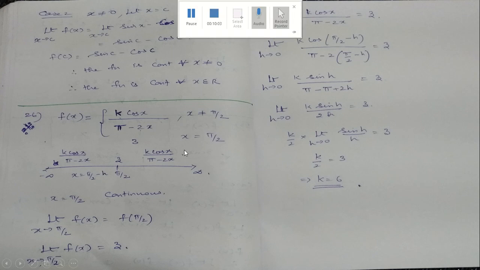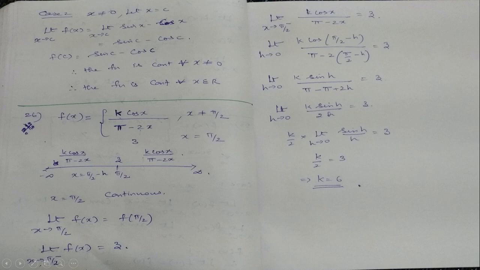So limit x tending to pi by 2 of f of x is equal to f of pi by 2. The value of the function at pi by 2 is 3. So limit of the function is equal to 3. You just substitute either left hand limit or right hand limit. Both will give you the same answer. So it is not a proof sum. It is just finding the value of k. So I am using here left hand limit. So let x be equal to pi by 2 minus h. h is tending to 0.